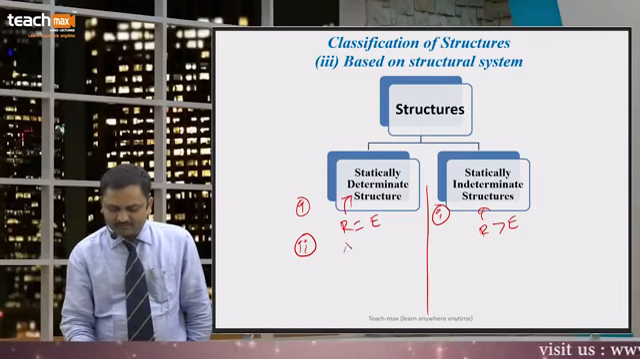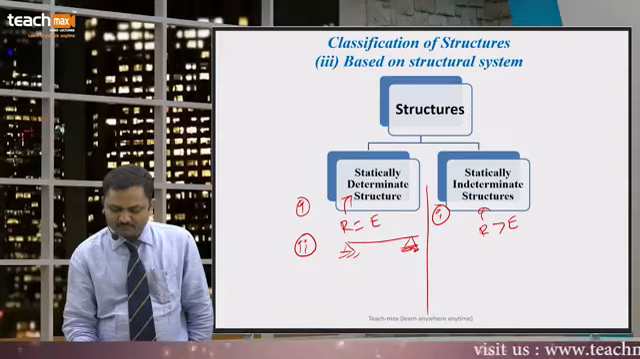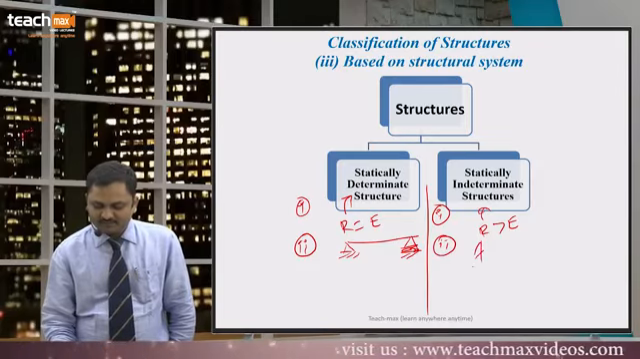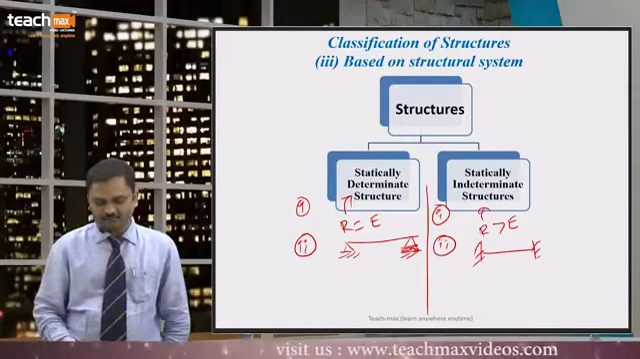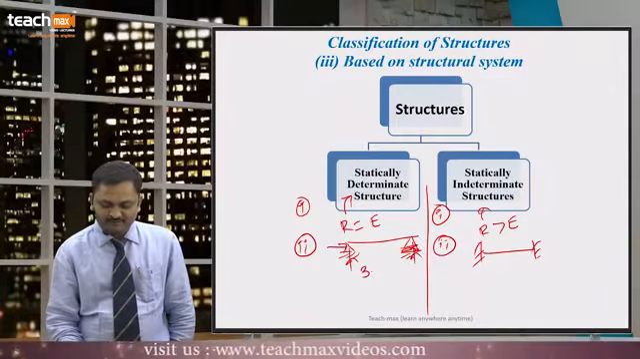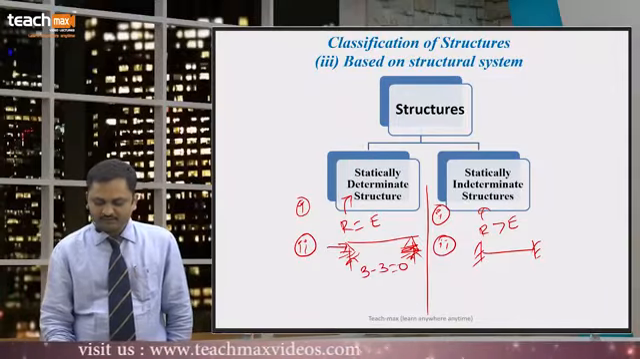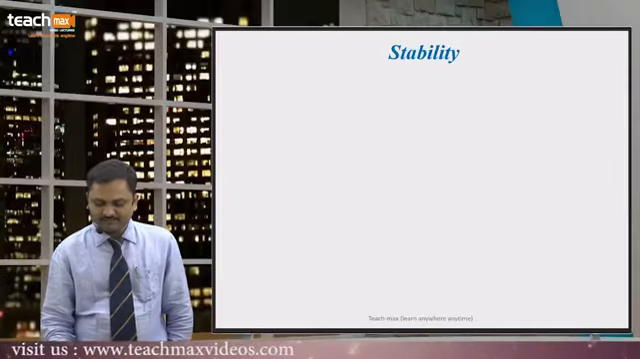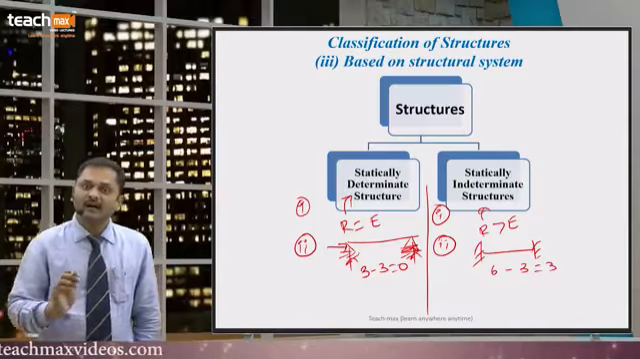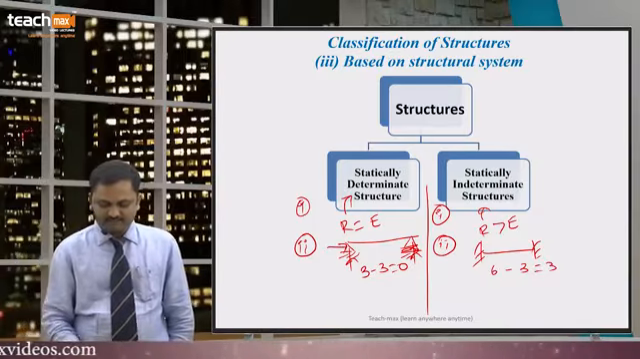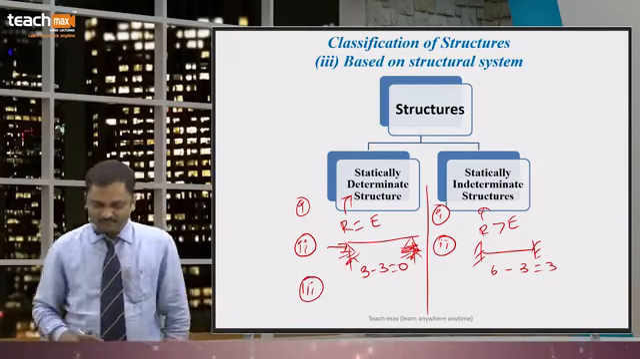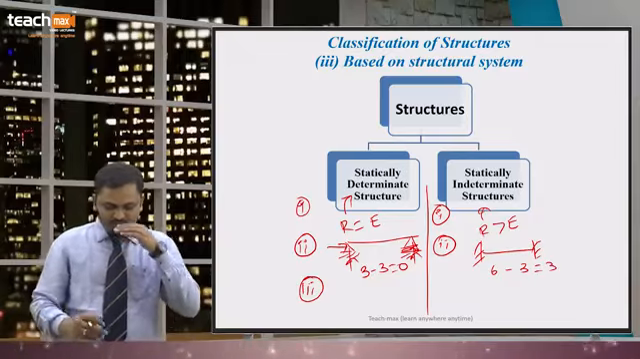So let us draw a simply supported beam. A simply supported beam, we know, is statically determinate. Here you can draw a fixed beam, which is statically indeterminate. Static indeterminacy: already we found 3 unknown forces and 3 equilibrium conditions, so 0. Here 6 unknown forces and 3 equilibrium conditions, so we can say it is 3. So R is greater than 3. So this is the static indeterminacy of the structure. We are going to find this out definitely later.